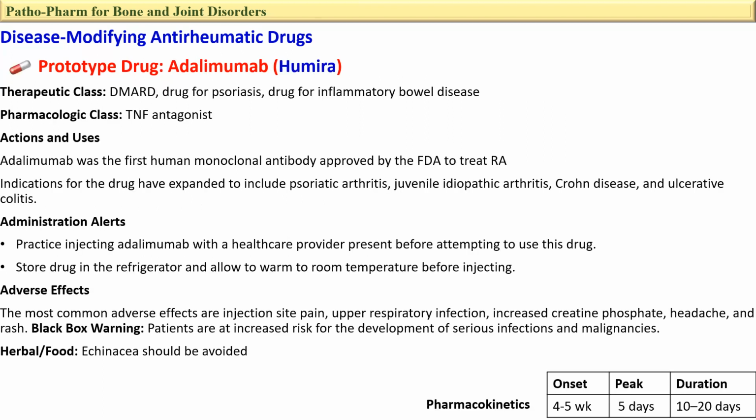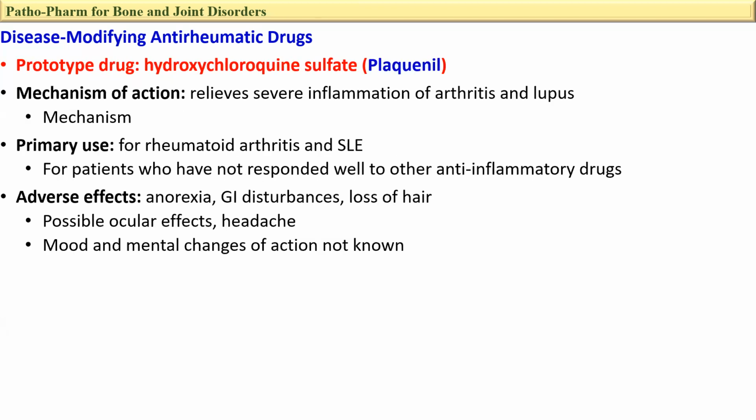Both are DMARDs, but Plaquenil relieves severe inflammation, arthritis, and lupus. So it's very effective for patients with SLE, the Plaquenil.